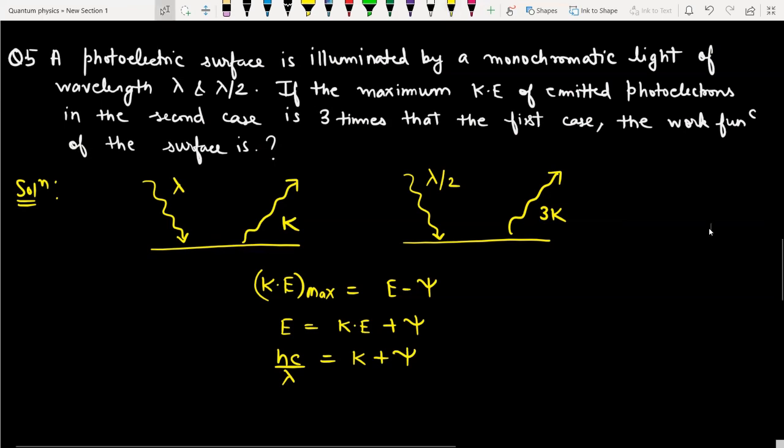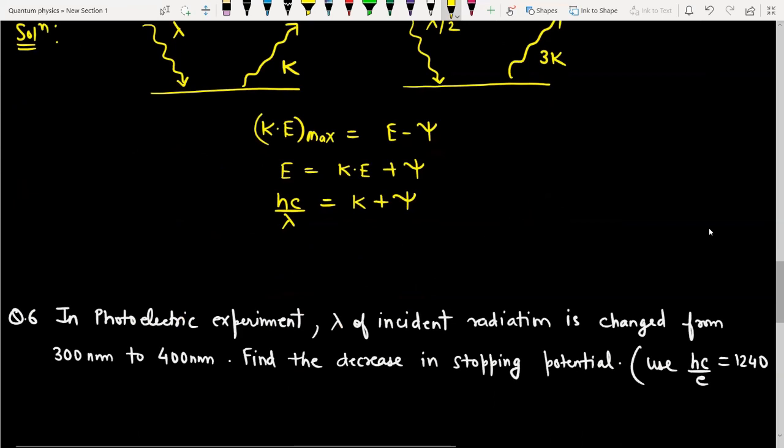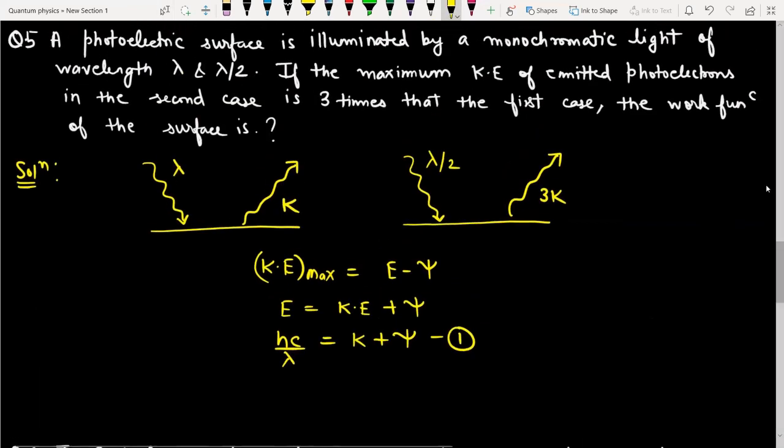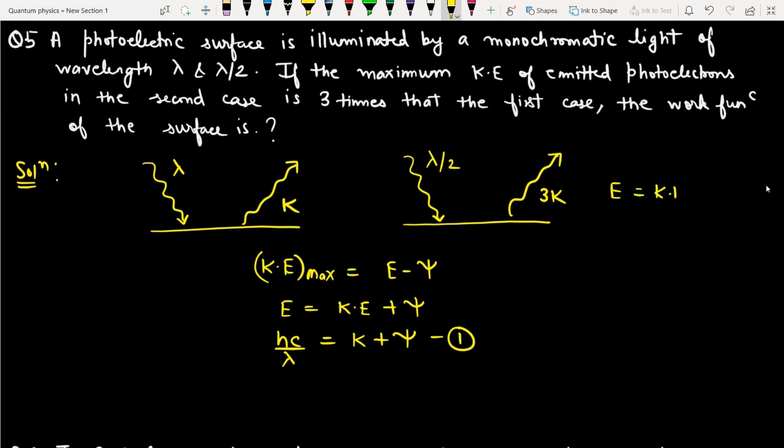This is equation 1. For the second case, if we write the same equation, E is equal to kinetic energy plus psi. This is hc over lambda by 2, equal to 3k plus psi. This is equation number 2.